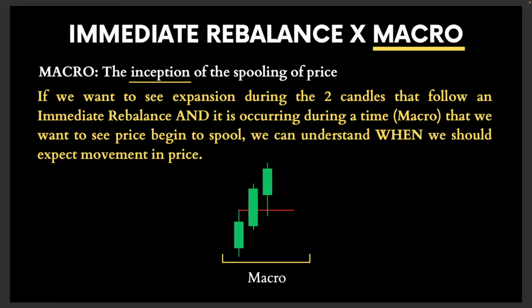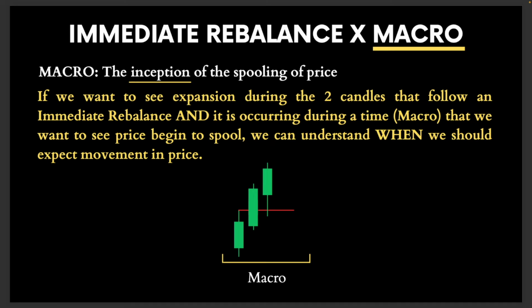So using that logic, right, we can combine the immediate rebalance with a macro. Okay, and things become really interesting, really powerful. So a macro is basically just the inception of the spooling of price, okay, a time during the day where we expect the algorithm to start delivering to an inefficiency or a liquidity pool. If we combine the immediate rebalance with this, it becomes extremely powerful.